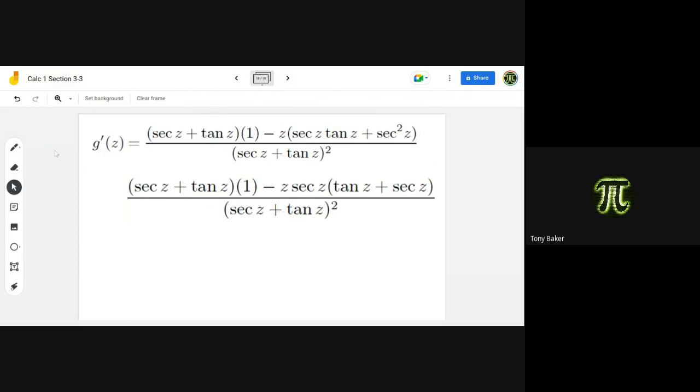So now let's work at simplifying. There were a couple of things they did between here and here. They didn't change anything in the first one, but in the second one, I have a secant in both of them, so they pulled that secant out. So now, if you look, I have secant z, tangent z, secant z, which is the same thing in both of them. So I can pull that out, and I'm left with the 1 minus z secant z.